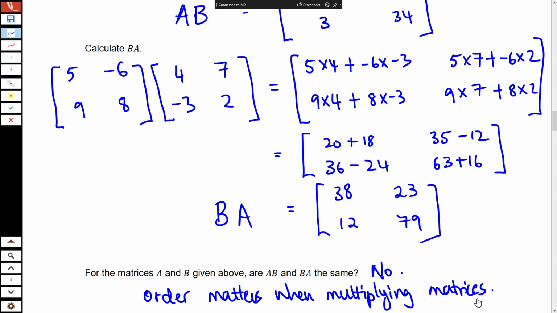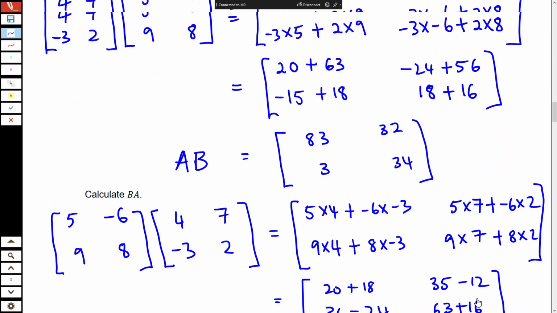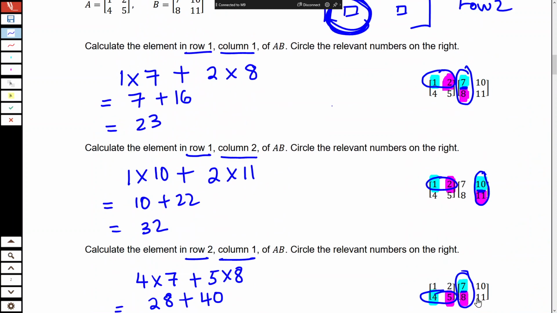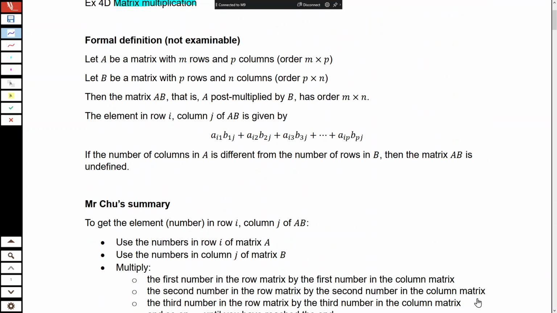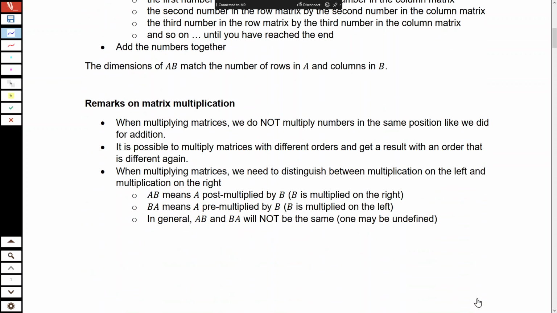All right, let's go back to the front page now. So now that I've shown you what it looks like to multiply two matrices, let's go here. Some remarks. So the first point should be very clear now. We are not doing the same thing as we were when adding matrices. We are not multiplying numbers in the same position. We're using rows and columns from different matrices here.